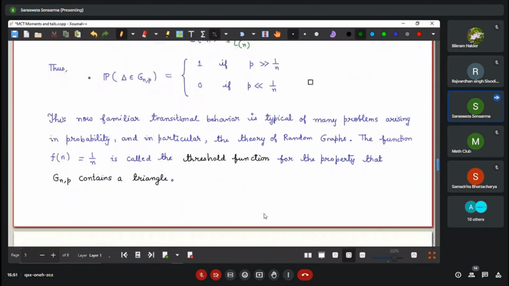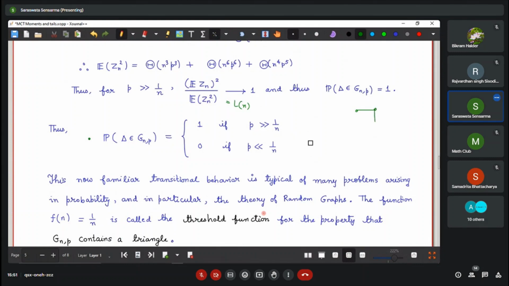Similarly, you can have threshold functions for anything. You can ask, okay, what about this graph? This is a 4-clique, a complete graph on 4 vertices. What is the probability this belongs to G(n,p)? As it turns out, the threshold function in this case would be n to the minus 2/3, and so on. So one thing you might try is to find threshold functions of all such small graphs, complete graphs, whether they are there or not there in G(n,p).